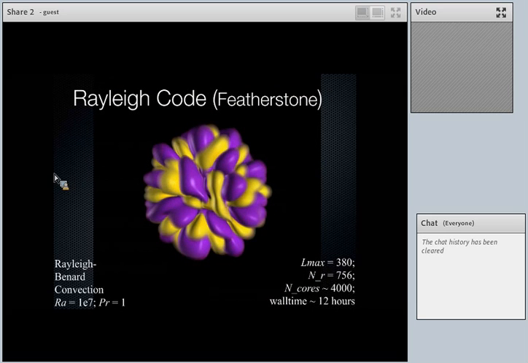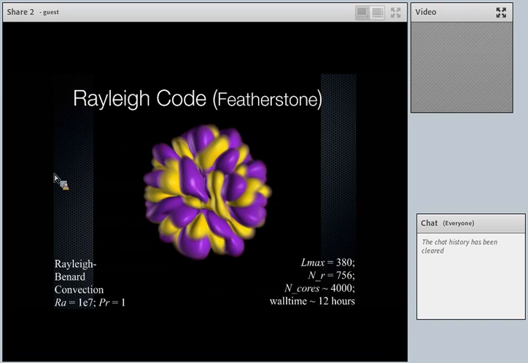here's an image of non-rotating, non-magnetic convection, so the canonical problem of Rayleigh-Bénard convection in a spherical shell with a Rayleigh number of about 10^7. Spherical harmonics go up to a maximum spherical harmonic degree of 380, with 756 points in radius, using radial finite differences.